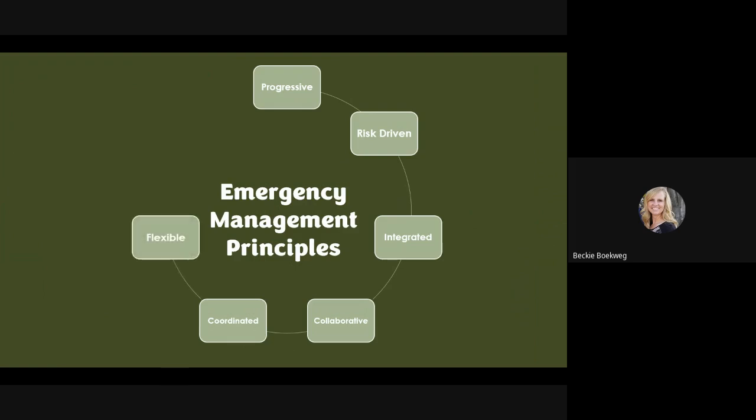Next is flexible. Emergency management must stay creative and use innovative approaches in solving disaster challenges because it is ever-changing, and there is ever-changing leadership within communities and ever-changing policies and law. The last principle is professional. Emergency managers value a science and knowledge-based approach based on education, training, experience, ethical practice, public stewardship, and continuous improvement through exercises and technology.